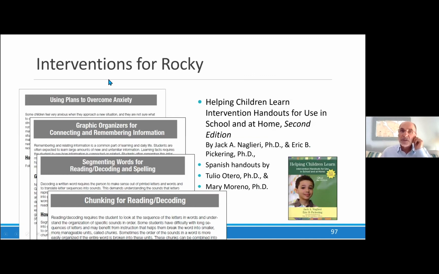So for Rocky, what we do is we talk to him about overcoming anxiety. We talk to him about using segmenting, because segmenting is a way of making successive chains easier to manage, chunking for reading, decoding, and so on. These handouts are in my book. You're allowed to reproduce them. You're allowed to give them away. It's not a copyright infringement. It says right on every handout, it's for students, parents, and teachers. You can reproduce for educational purposes.